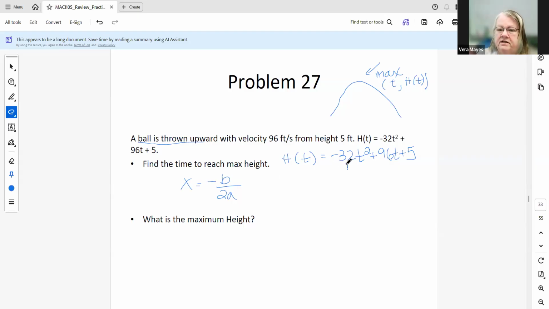And so in this case, here's our a and here's our b. So -96 over 2 times -32, which is -96 over -64. And if I put that into my calculator, using whatever your teacher allows you to use, I love Desmos myself, but let's see, -64. I get 1.5.